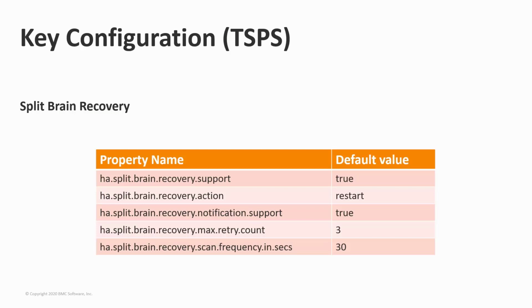The notification support property is for event and email notification. The max retry count property is the number of retries to decide if a split brain has occurred. The scan frequency property is the number of seconds that a split brain condition is checked.